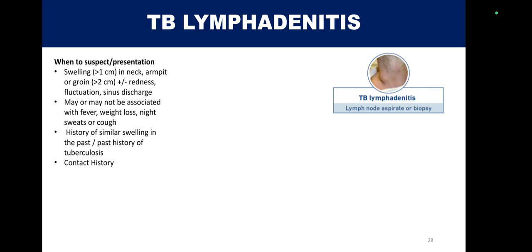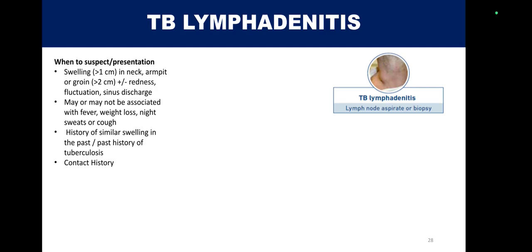So when to suspect? If a patient has swelling of more than 1 centimeter in the neck or armpit, or more than 2 centimeters in the groin, with or without redness, fluctuation or sinus discharge. It may or may not be associated with fever, weight loss, night sweats or cough. That is very important. They may have simply isolated lymphadenitis or lymph node enlargement.